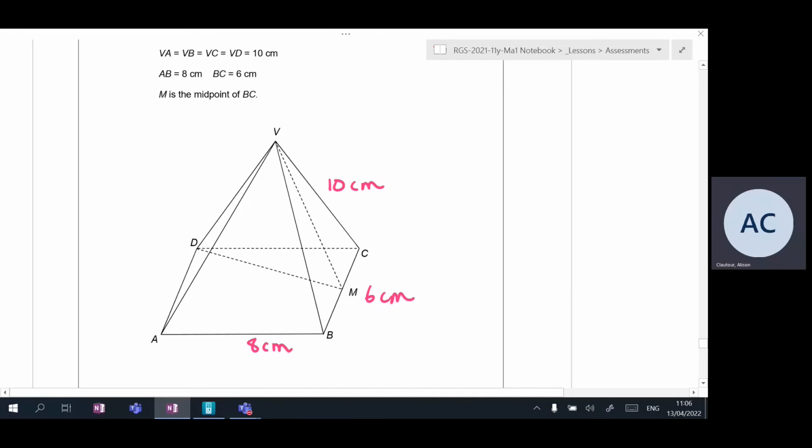And M is the middle. So I'm going to put the 6 centimetres here, actually. And this bit in here is 3 centimetres.